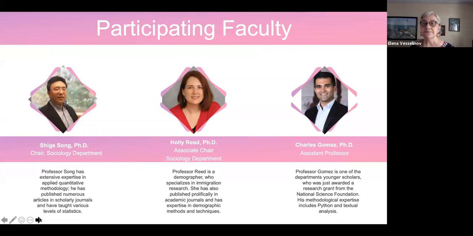And finally, just to introduce only 3 people, there will be other faculty members participating in the event, but we'll have Charlie Gomez, who is one of our younger scholars, very productive. He also just was awarded a research grant from the National Science Foundation, which is one of the most prestigious sources of funding. And he has a lot of methodological expertise as well, particularly using Python and also textual analysis as well.